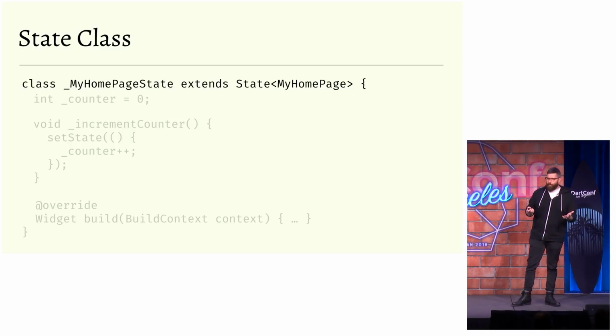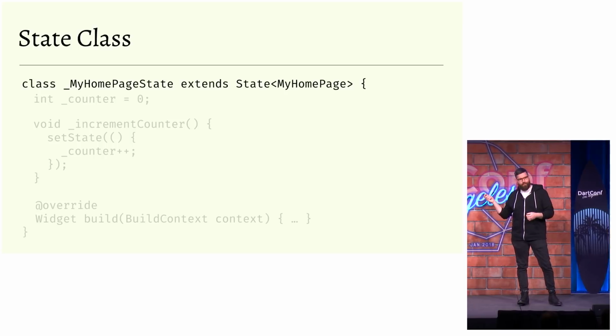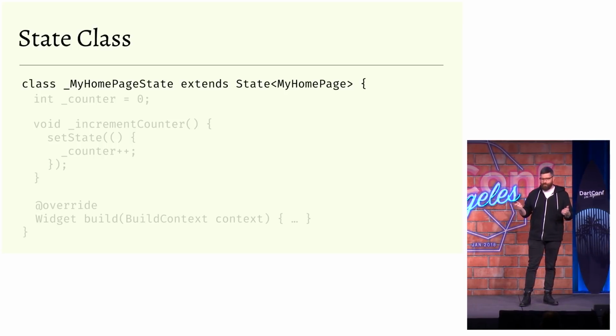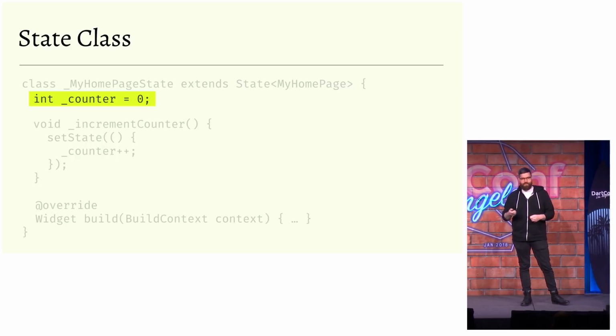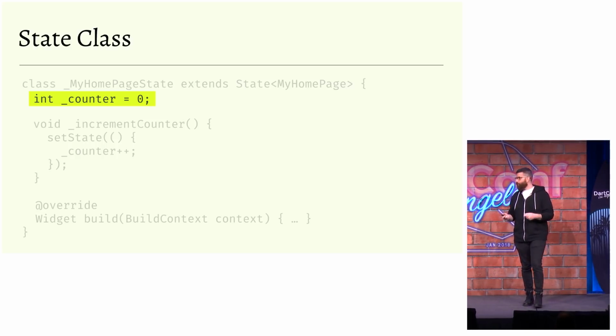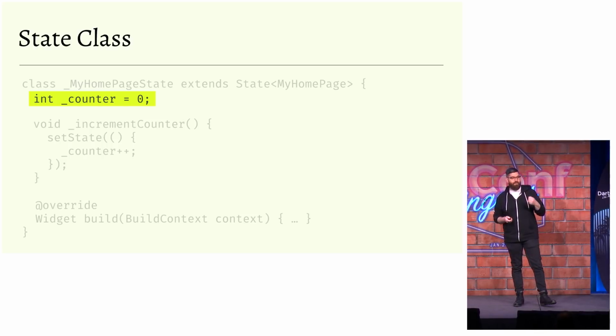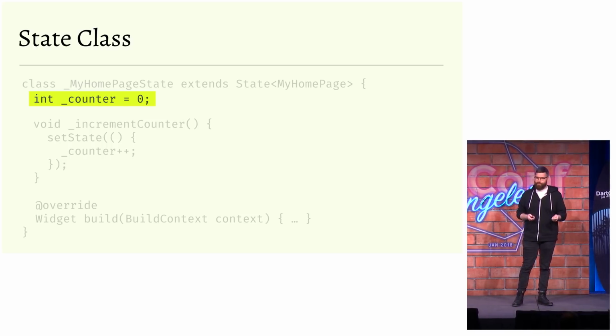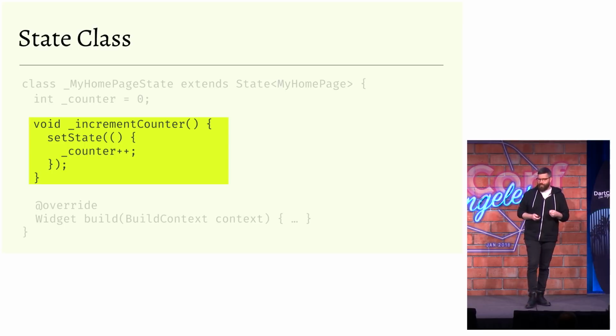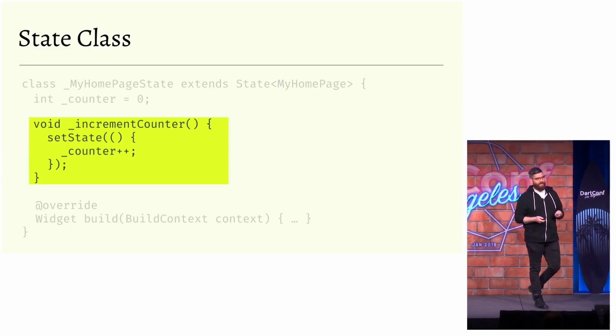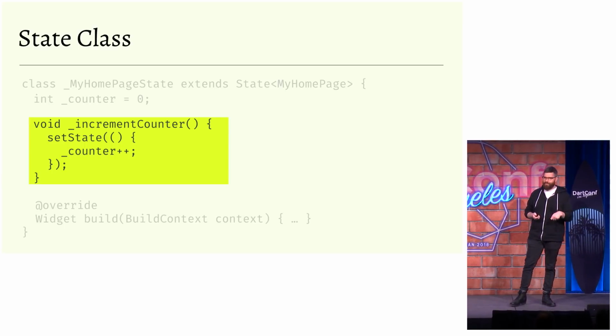We've got my homepage state. I literally stole this from the Flutter create example, just to keep it simple. Now we've got, for example, just our counter. This is the first responsibility of the state class: to define what kind of information my application needs to render. The second thing that the state class will often contain are methods to update the state.